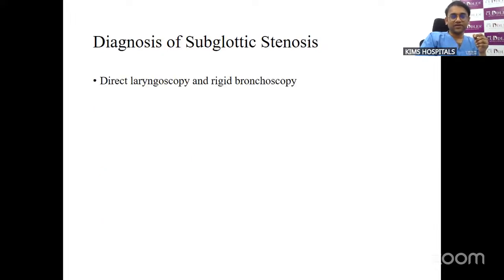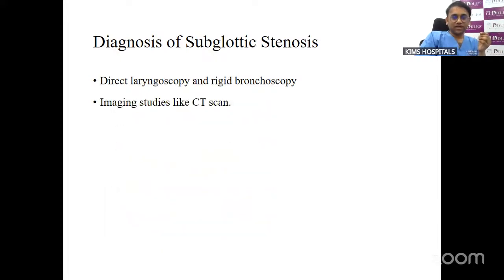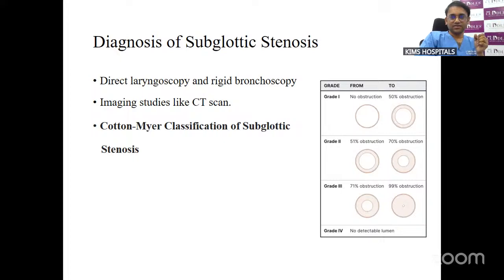For diagnosis, we need to do direct laryngoscopy and rigid bronchoscopy. There we can see the subglottic area, and where you're not able to see any airway through it, it's called subglottic stenosis. We can also do imaging studies like a CT scan to identify the subglottic stenosis. The Cotton-Myer classification of subglottic stenosis is most commonly used for assessing severity. Grade 1 is up to 50% obstruction, grade 2 is 51 to 70%, grade 3 is 71 to 99%, and in grade 4 there is no detectable lumen.